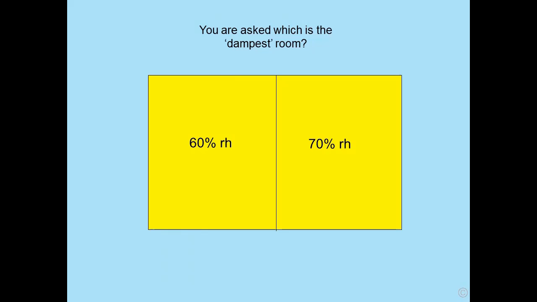You're sitting in your office or wherever, and somebody comes in and says, look, here's the drawing. I've got these two RH readings, 60% and 70%. Which is the dampest room? The answer is quite simply, you don't know. You cannot say. The temperature is unknown. It may simply be a temperature factor. You don't know.